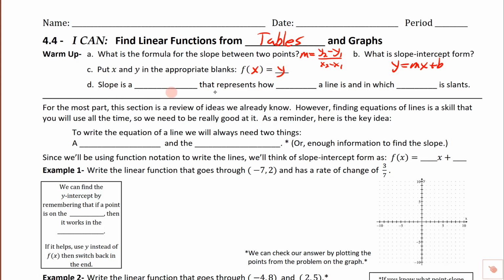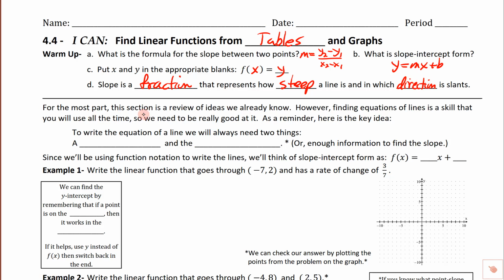And the last thing, I'm hoping everybody knows this one, because this is a really important thing to remember. It's good to have a nice quick definition for what slope is. Slope is a fraction. It's always best to think of slope as a fraction in one way or the other. It's a fraction that represents how steep the line is and in which direction it slants. So does it slant up or does it slant down from left to right?